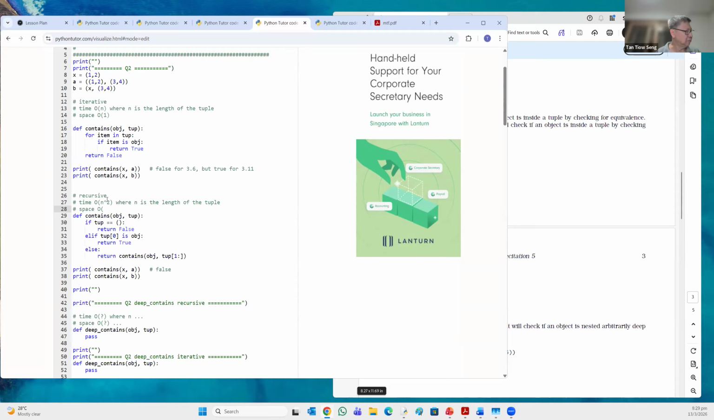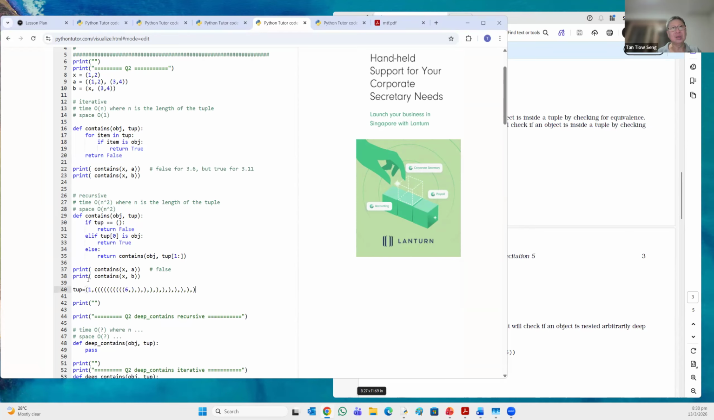What about space? Is it also O(n) squared? Why? Because at each recursion level, you're making a copy of the tuple. Yes. All right. So I actually just now gave it away to you already. So actually you will try this. What's going to happen?